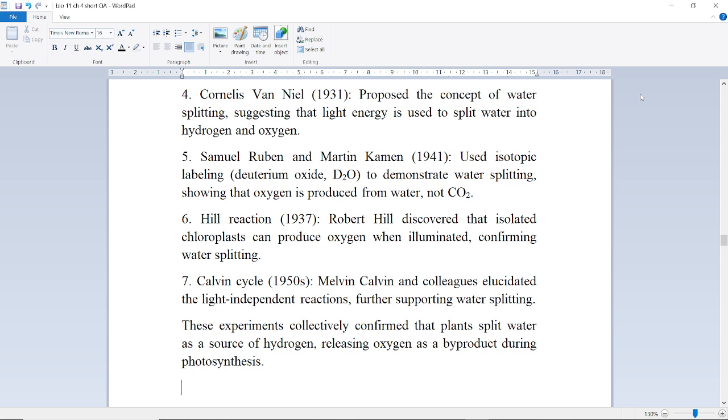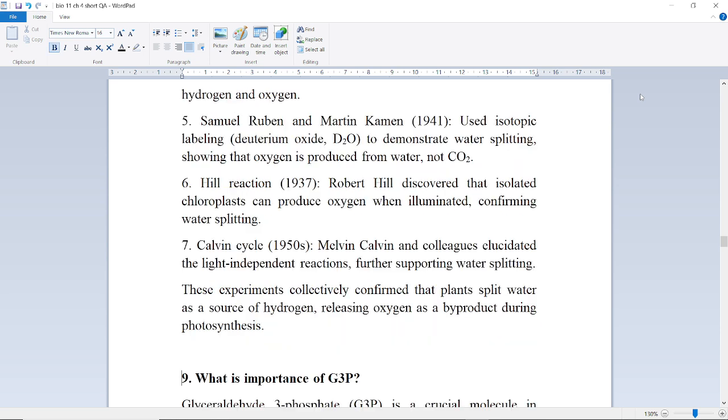Hill reaction, 1937. Robert Hill discovered that isolated chloroplasts can produce oxygen when illuminated, confirming water splitting. Calvin cycle, 1950s. Melvin Calvin and colleagues elucidated the light-independent reactions, further supporting water splitting. These experiments collectively confirmed that plants split water as a source of hydrogen, releasing oxygen as a byproduct during photosynthesis.